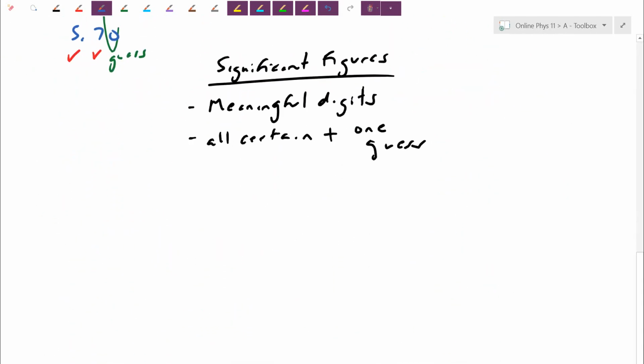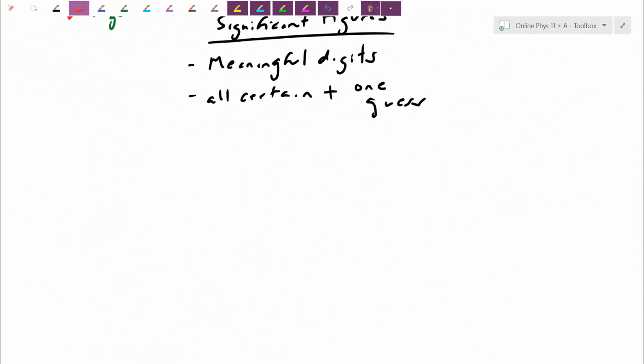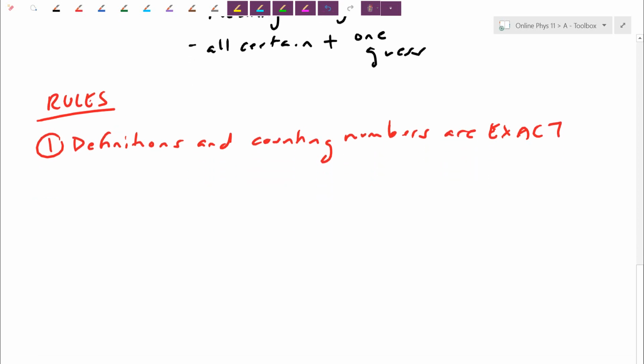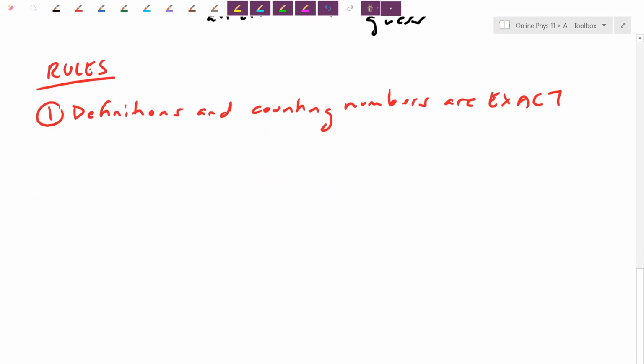So let's just switch gears a little bit here, and let's take a look at what are some rules for significant figures. And again, exactly the same as in chemistry. We're going to start off with some things that actually don't need significant figures. So let's start off here. Anytime you have definitions and small counting numbers, these ones here are exact. These ones here are infinitely known, so they have infinite significant figures.